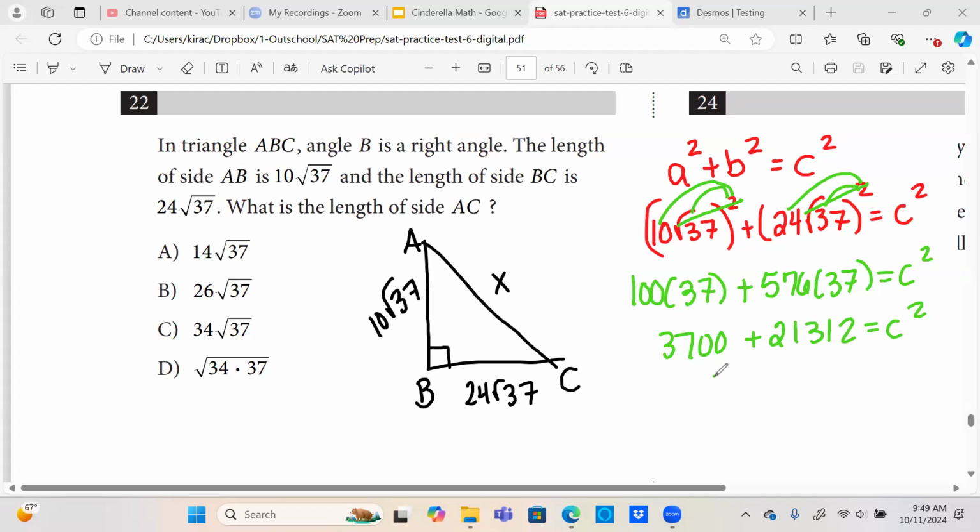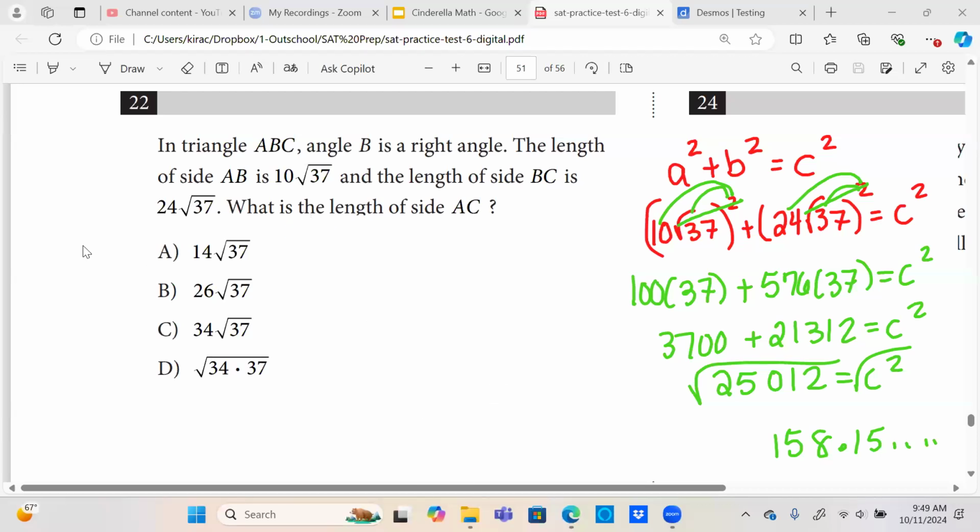So that is 25012. And then we're going to take the square root, which is probably not pretty. Yeah, it's not. The decimal's like 158.15, blah, blah, blah. So you could just run all the choices through your calculator and see which one matches, or we can bring that crazy number off to the side here and break it down.